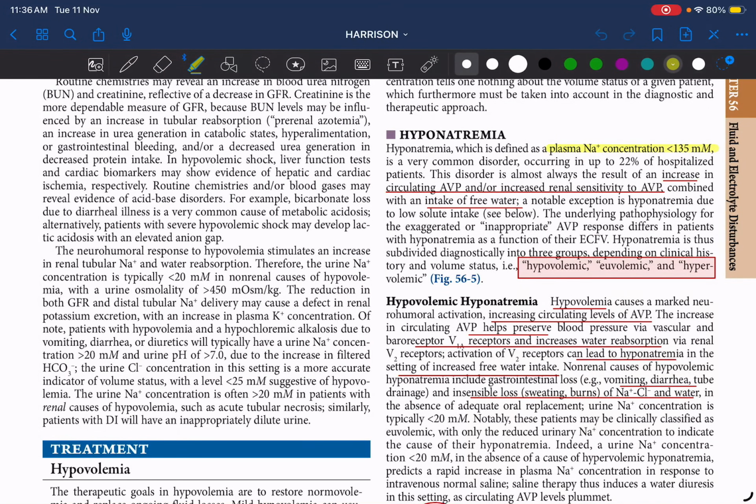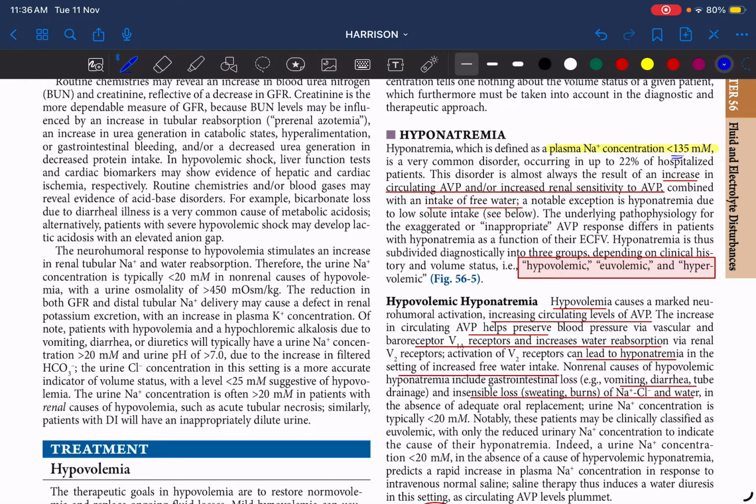Hello everyone. In this video, I will be discussing hyponatremia. It is a very commonly asked topic, but you never read this topic from the chapter Endocrinology. First of all, let us see the definition of hyponatremia. It is a plasma concentration of sodium less than 135 millimole.